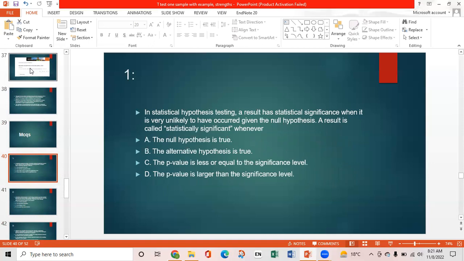A result is called statistically significant whenever: option A, the null hypothesis is true; option B, the alternative hypothesis is true; option C, the p-value is less than or equal to the significance level; and option D, the p-value is larger than the significance level. C. Yes, option C is the right one. A result is statistically significant when the p-value is less than or equal to the significance level.